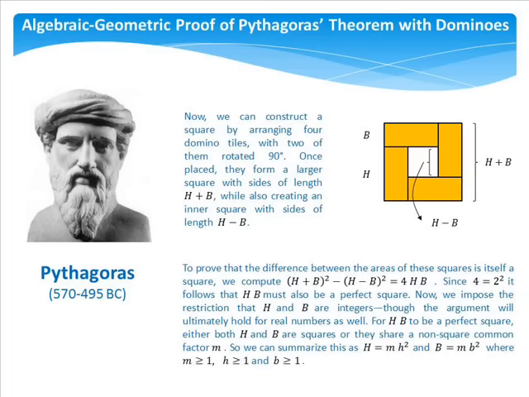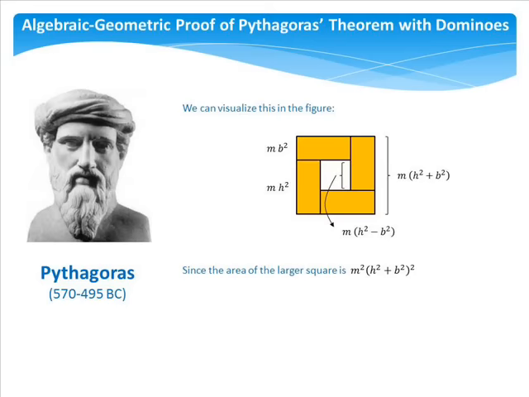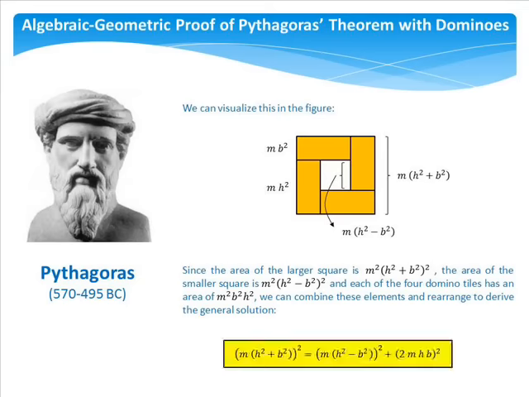So we can summarize this as h equals m times the square of lowercase h, and b equals m times the square of lowercase b, where m, h, and b are bigger or equal to 1. We can visualize this in the figure. Since the area of the larger square is m squared times the square of h squared plus b squared, the area of the smaller square is m squared times the square of h squared minus b squared, and each of the 4 domino tiles has an area of m squared b squared h squared, we can combine these elements and rearrange to derive a general solution, like the one mentioned by Dr. Artemas Martin in Loomis' book.